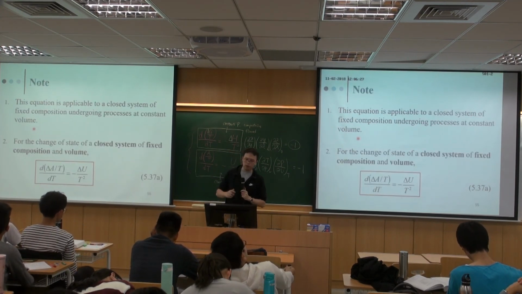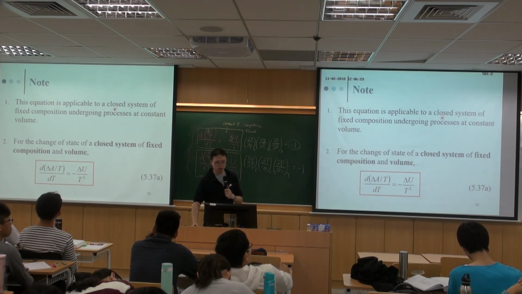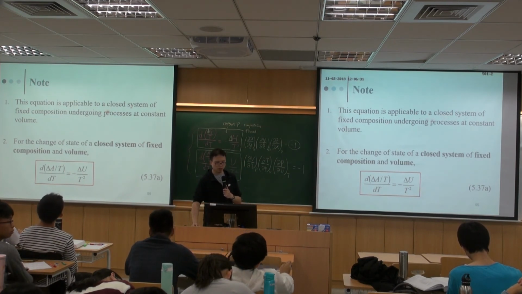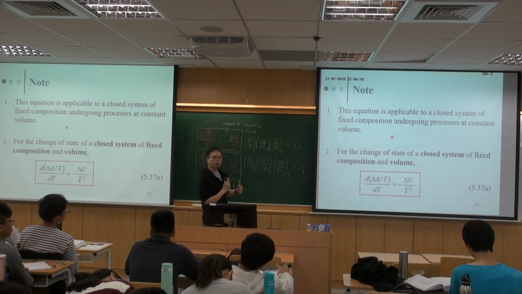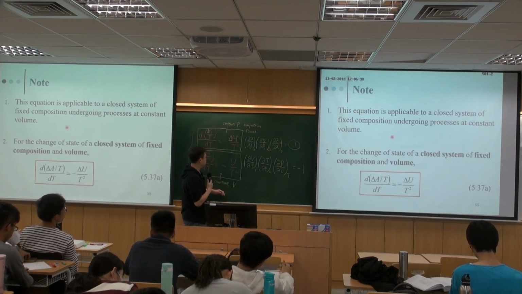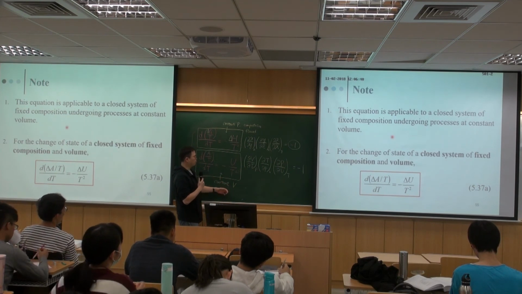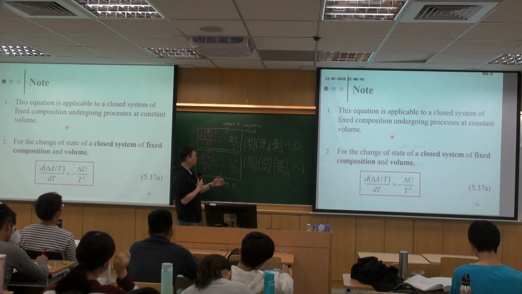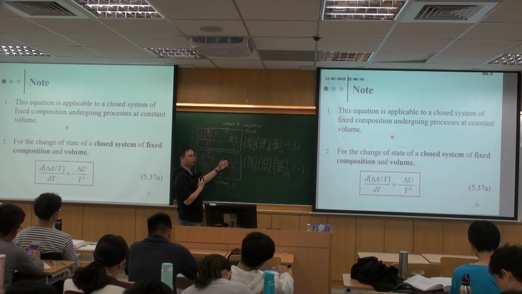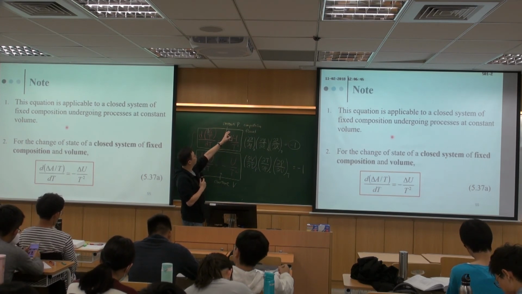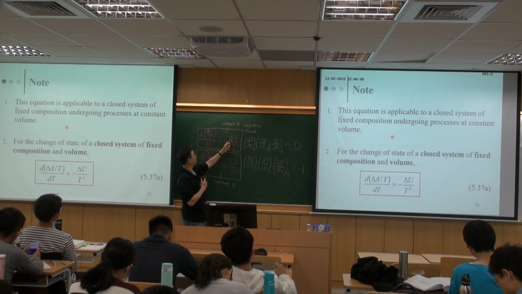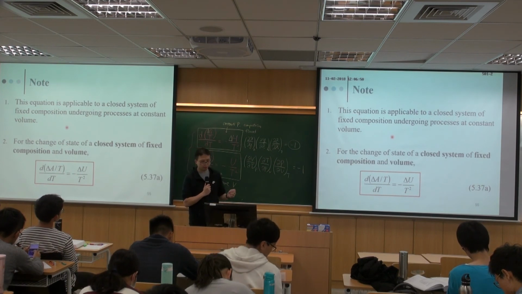So again, this is only applicable to closed systems or fixed composition, and especially for constant volume. Depending on what kind of processes you're going through, please bear in mind that for constant volume, you use the Helmholtz free energy and internal energy. And if you are dealing with constant pressure, you use the enthalpy and the Gibbs free energy. Okay.